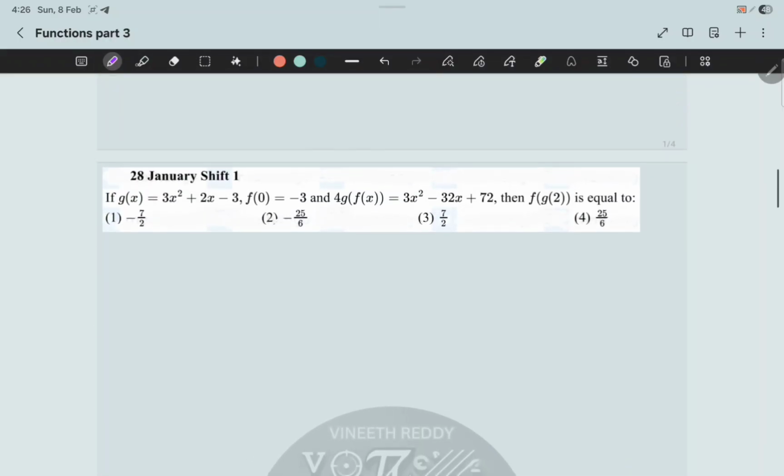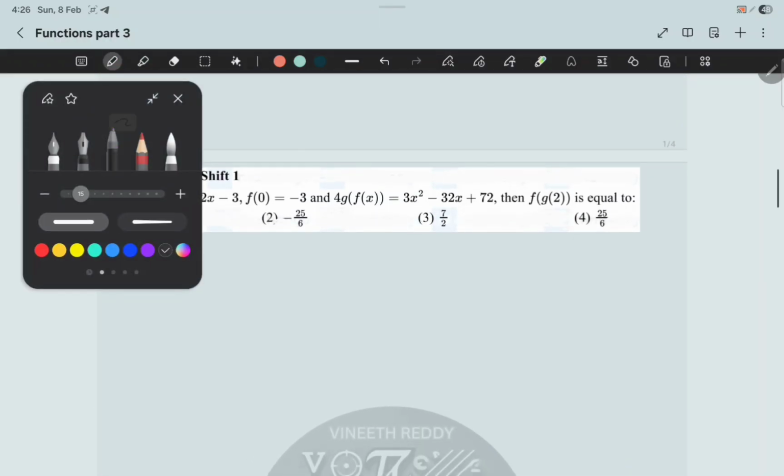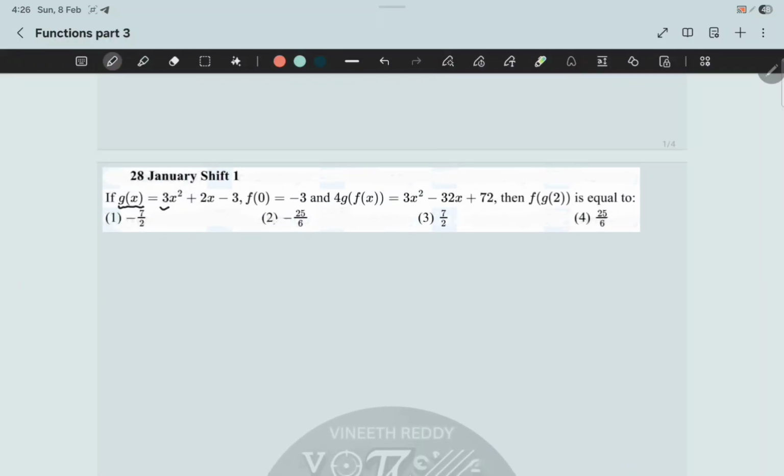Let us see the next question. Next question says, he has given g of x is equals to 3x square plus 2x minus 3. That means g of x is a quadratic, okay. And then f of 0 is equals to minus 3. Let us see if this is useful anywhere.